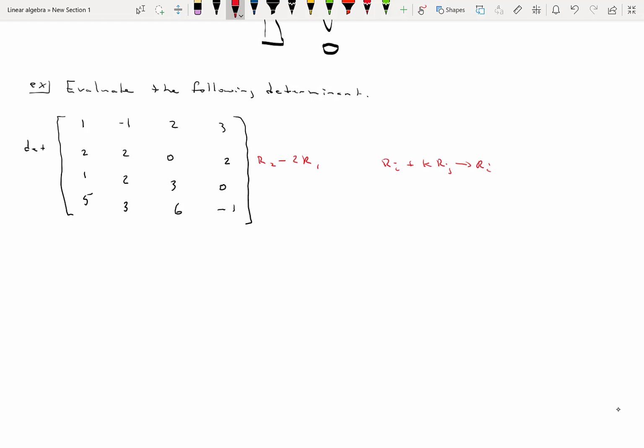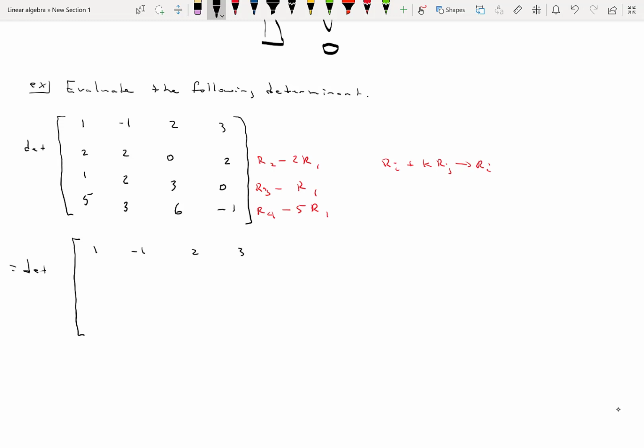So I'm also going to get rid of the 1 below that 2. I'm going to take row 3 and subtract row 1. I'm going to get rid of the 5 in the fourth row. So I'm going to take row 4 and subtract 5 row 1s. And in the process, I'm not going to affect the value of the determinant. So this is going to be equal to the determinant of: row 1 is not changing, so 1, -1, 2, and 3.